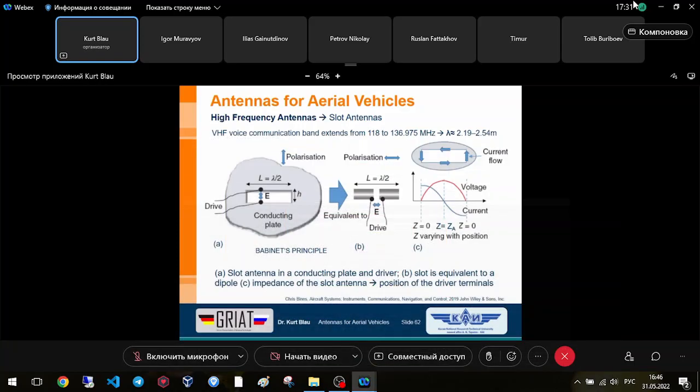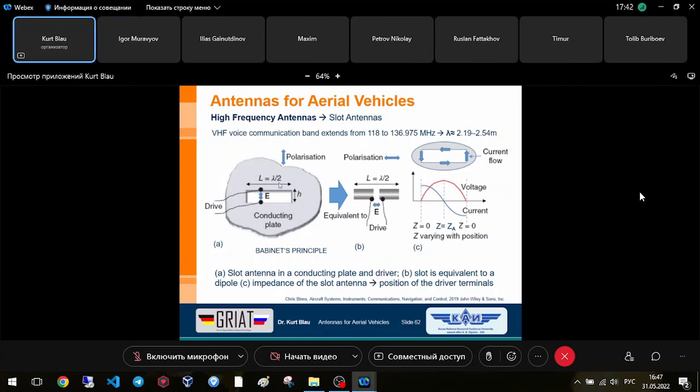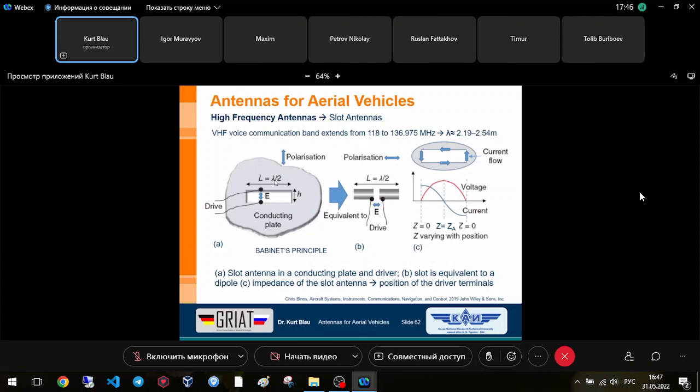And then, yeah, we could see that it acts as a dipole. And this means the polarization, for instance, are in this case perpendicular to each other.